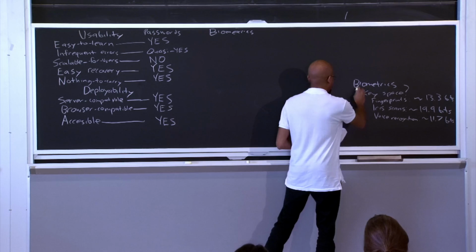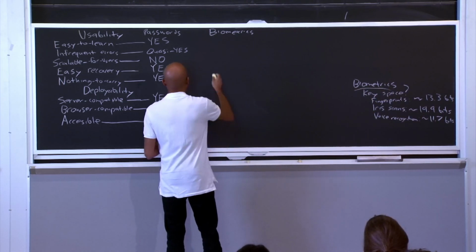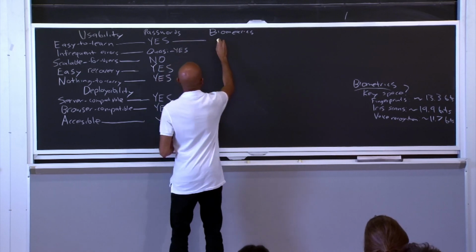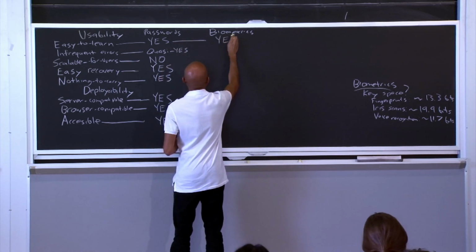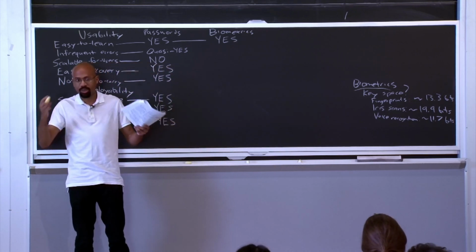And so how do they stack up? According to the authors, biometrics are easy to learn. And that's because presumably you know how to move your body around or look at things in an iris scanner.